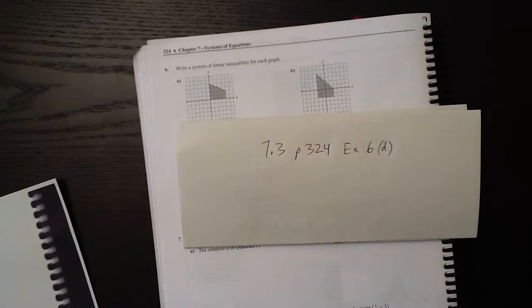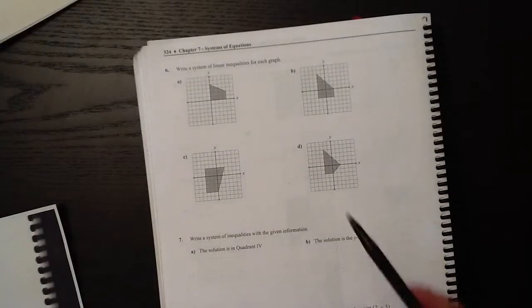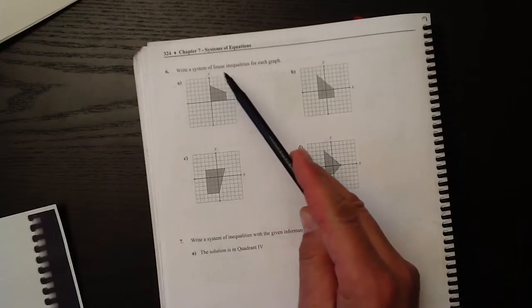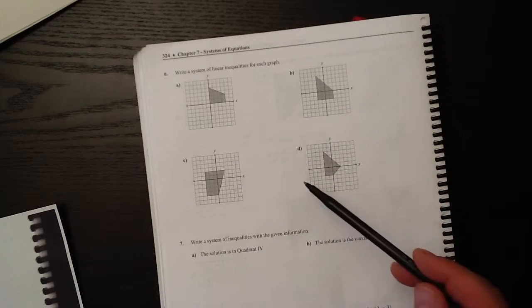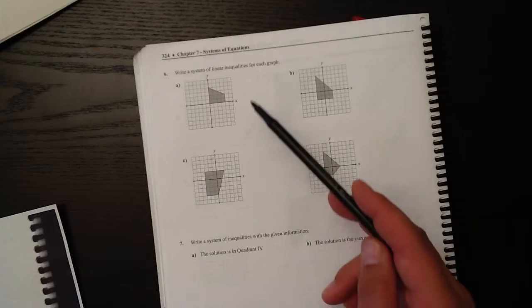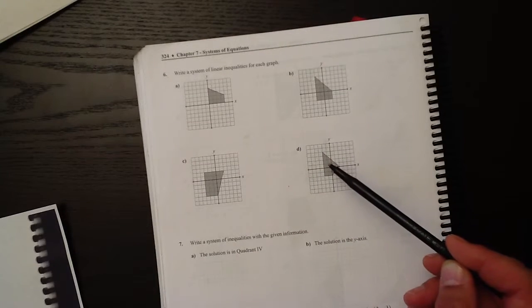Here's an exercise that's actually a lot easier than it looks. 7.3, page 324, exercise 6, and we'll do D from exercise 6. Exercise 6 asks you to write a system of linear inequalities for each graph. So it gives you these shaded areas that are all kind of awkward and weird looking, and it asks you to write the system of linear inequalities that'll give us this as a solution set.